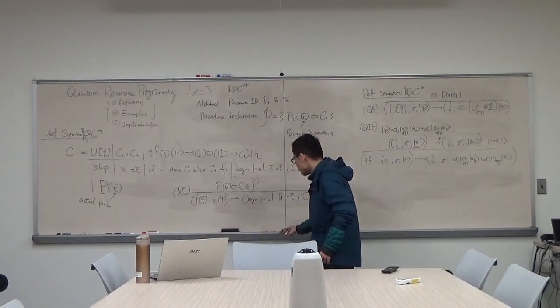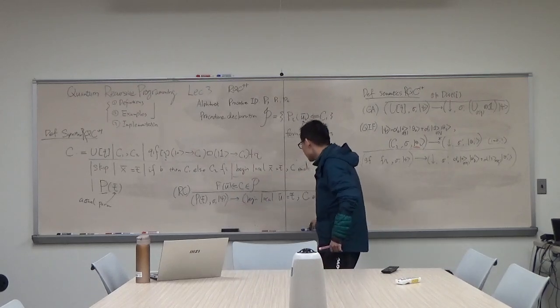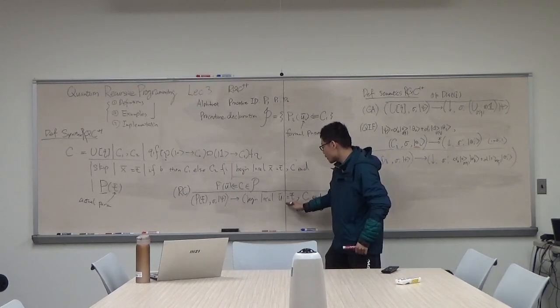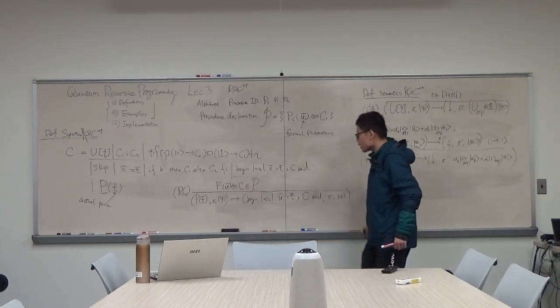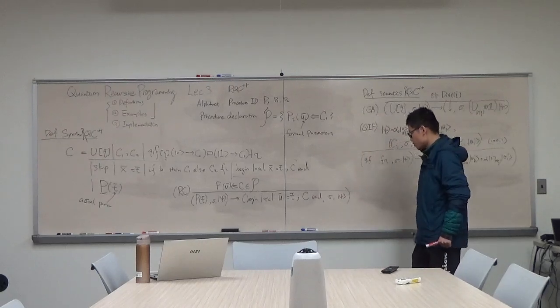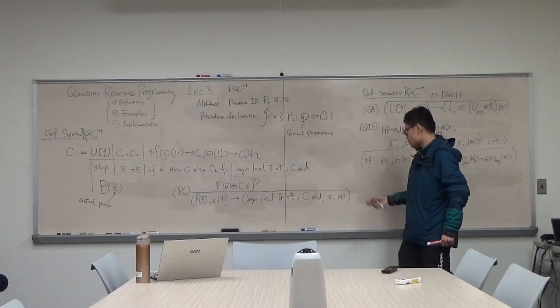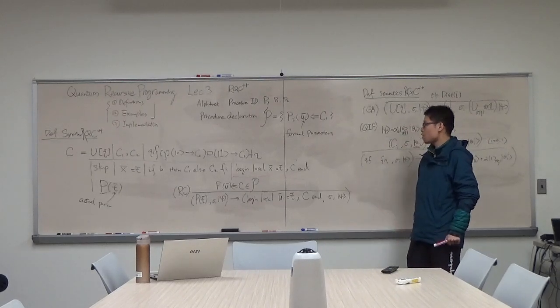So what does this mean? When you execute a procedure call with actual parameter T bar, you just temporarily replace all of the formal parameters U bar by the actual parameters. Then you copy the procedure body here to run it. So that's the procedure call.